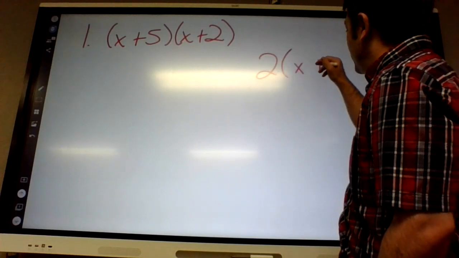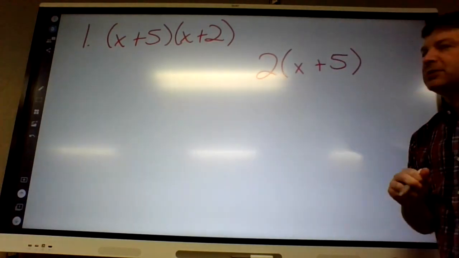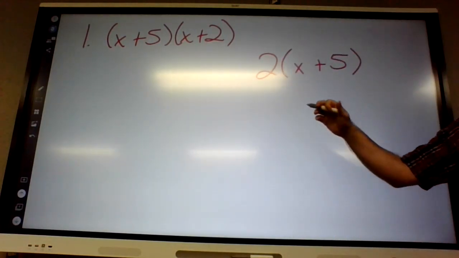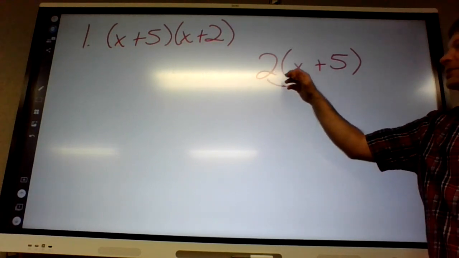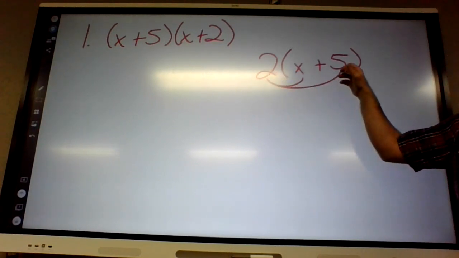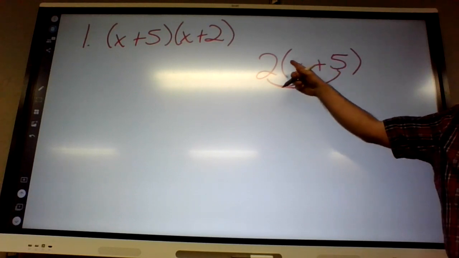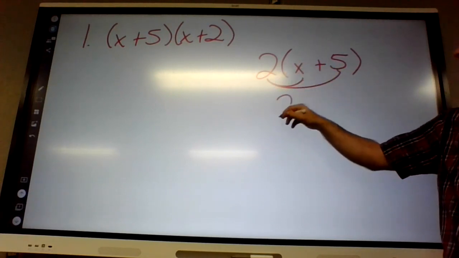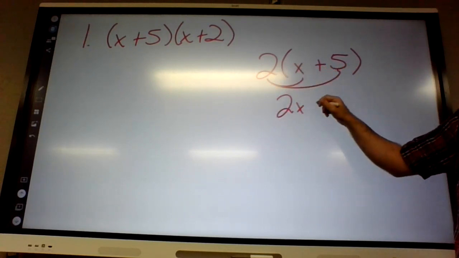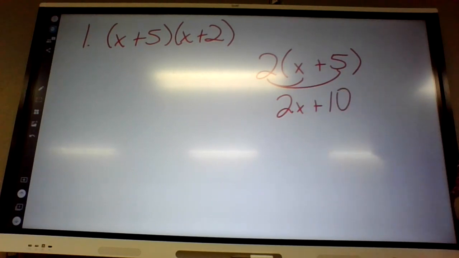You guys remember these problems? Like one term times this? What's this called? Distributive. So it's like 2 times x is 2x and 2 times 5 is 10. It's kind of like that.